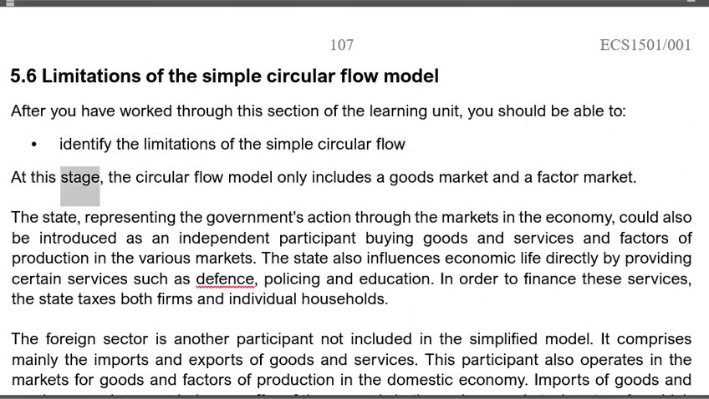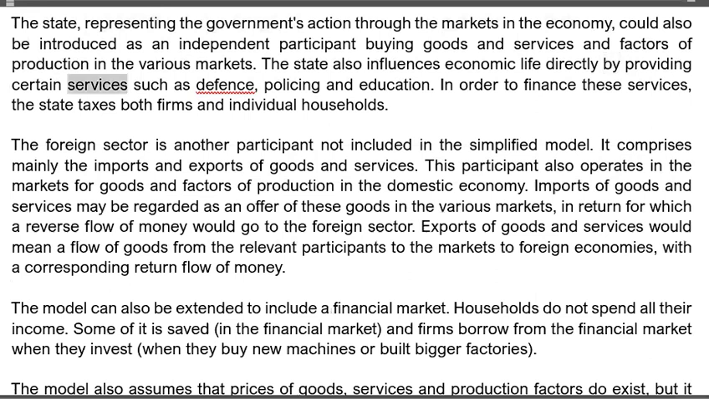At this stage, the circular flow model only includes a goods market and a factor market. The state, representing the government's action through the markets in the economy, could also be introduced as an independent participant buying goods and services and factors of production in the various markets. The state also influences economic life directly by providing certain services such as defense, policing and education. In order to finance these services, the state taxes both firms and individual households.